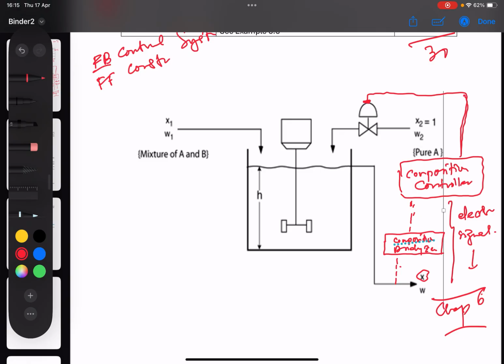So for the feedback controller, usually we measure the composition, our control variable, at the outlet, which in this case is going to be X. The signal is sent to the composition analyzer, and then the composition analyzer sends another electrical signal to the composition controller. Based on the reading, the controller will decide either we need to fully open or fully close the valve for stream number 2. So this is what we call a feedback controller.